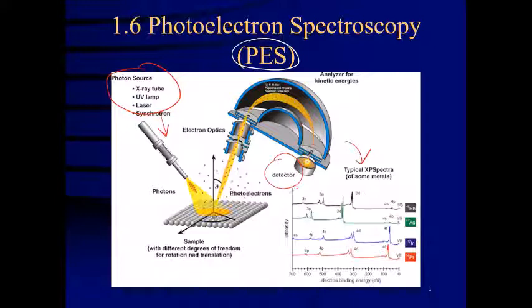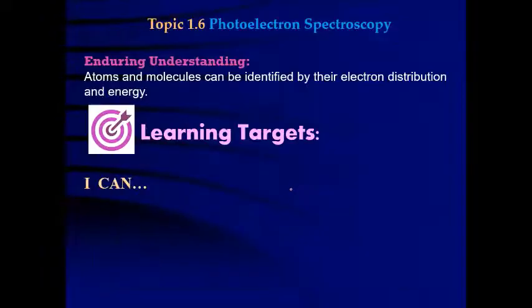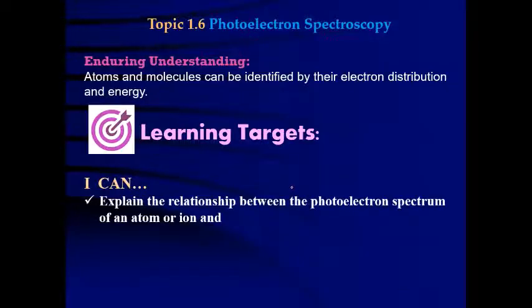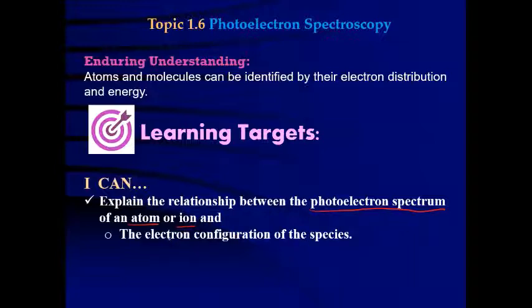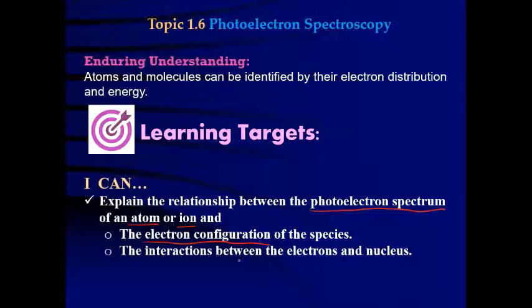But we're going to get into all the nitty-gritty here, so you have to be able to read these graphs, these photoelectron spectrographs. Learning targets. Explain the relationship between the photoelectron spectrum of an atom or ion and the electron configuration of the species. So from the graph, you need to be able to identify an electron configuration. Also be able to determine the interactions between the electrons and the nucleus. So this is where some of that Coulomb's law stuff is going to be applied here with the ionization energy.